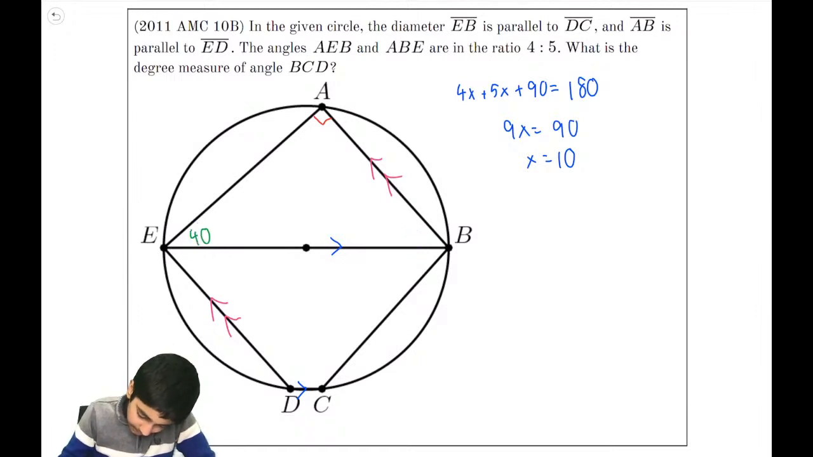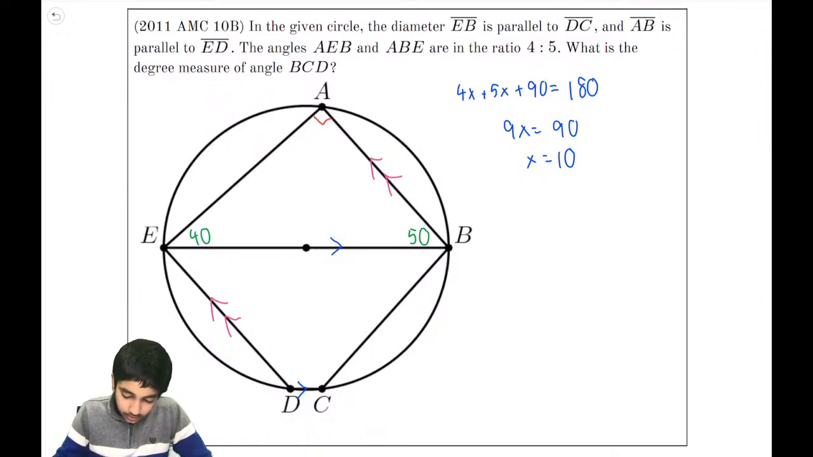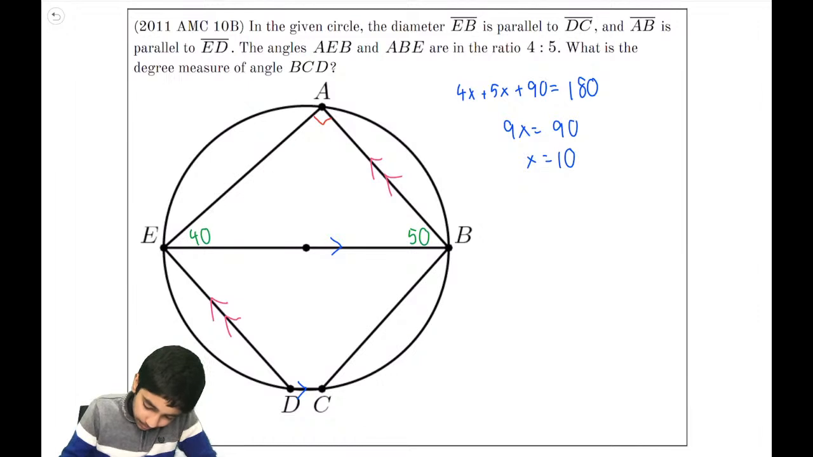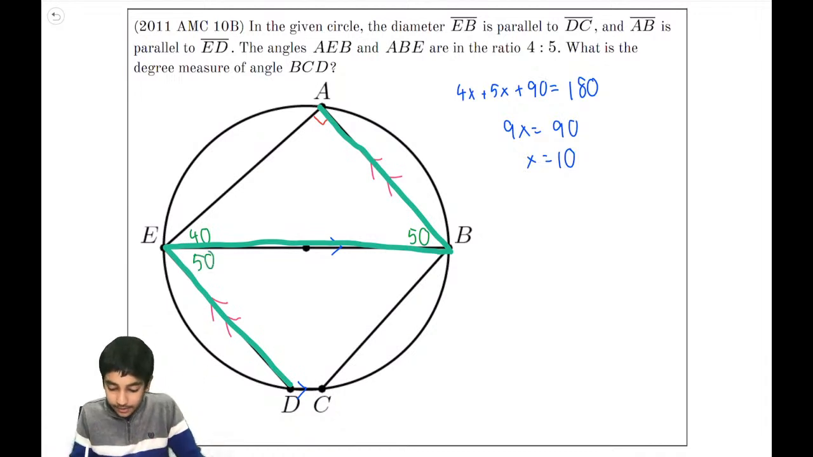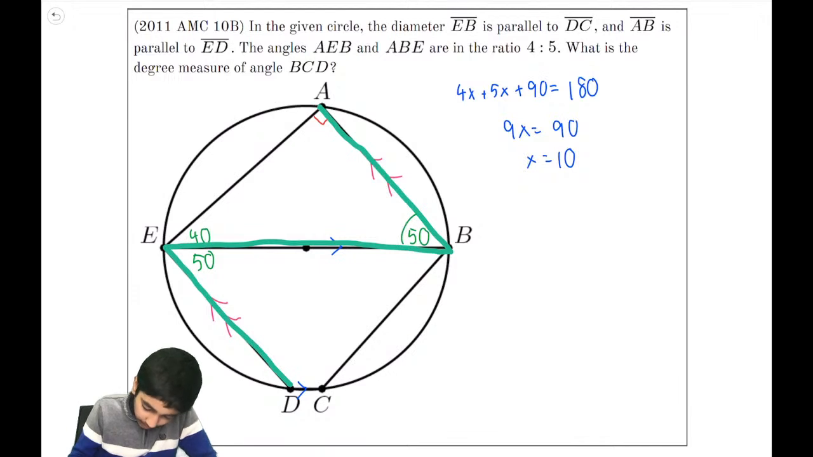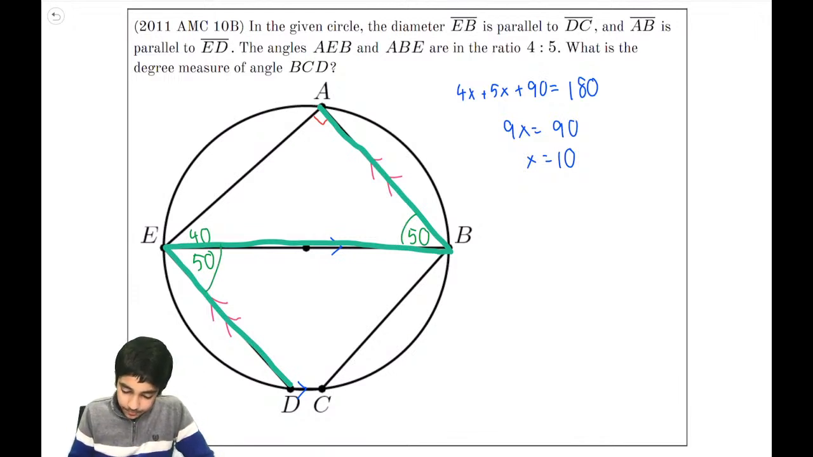Since AB is parallel to ED, if you think of this Z-shaped pattern, we can see that 50 will have to be equal to 50 here. Because of the Z-shaped pattern, these angles are going to be equal. This angle is equal to this angle. Because of the parallel line property, I think it's called alternate interior angles, that gives us some more information to work with.